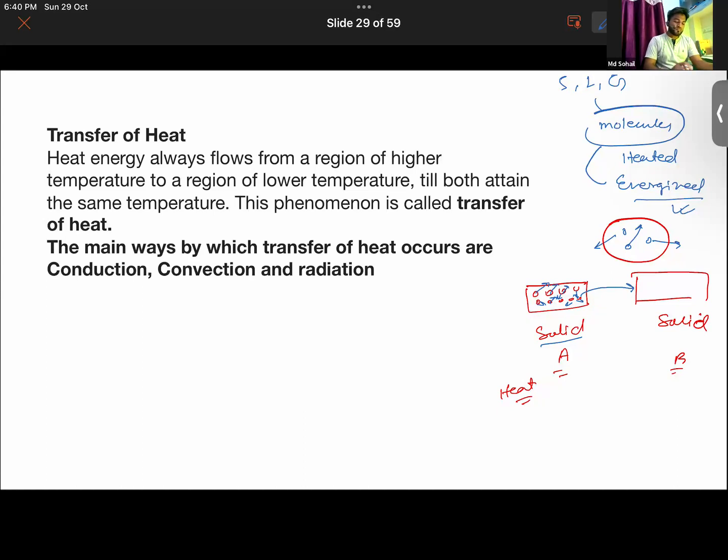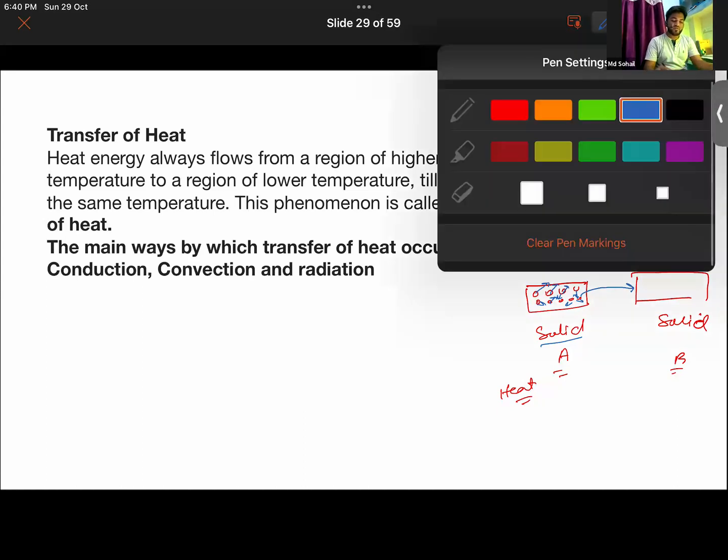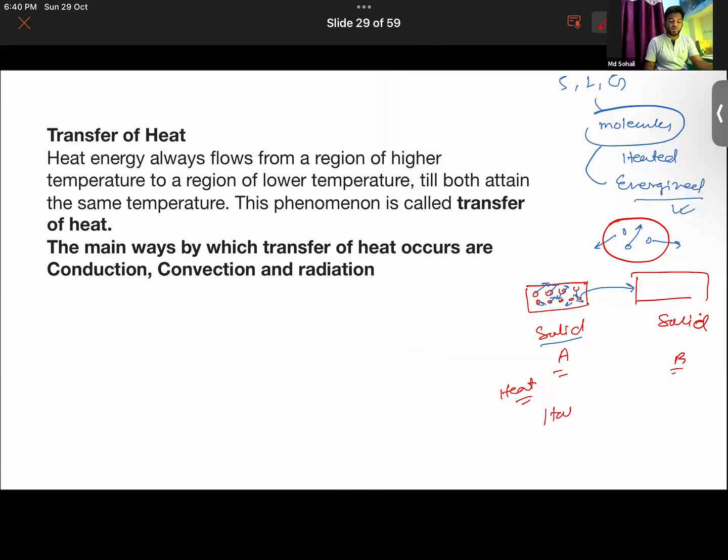Okay. So always the transfer of heat will take place from a hotter body to a colder body, right? So heat always flows from a region of high temperature to a region of lower temperature. That can also be said. A body having more heat means it is having a higher temperature.